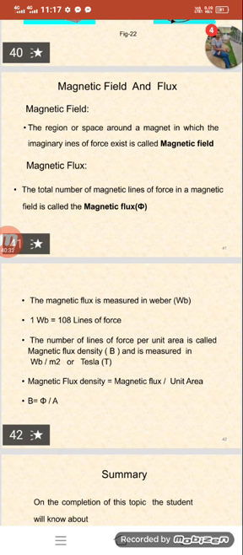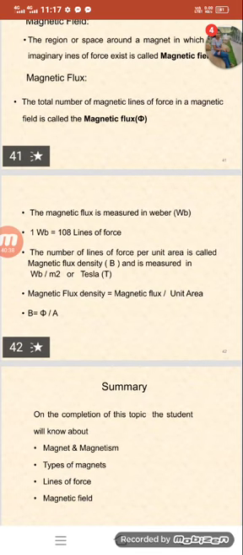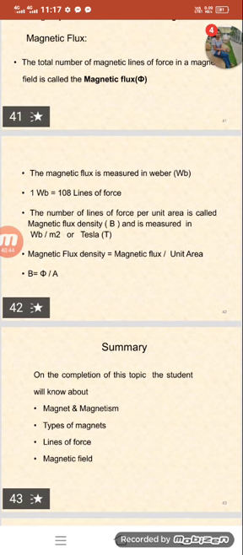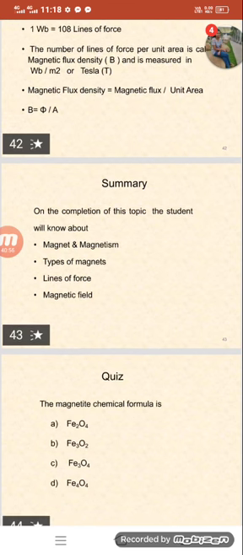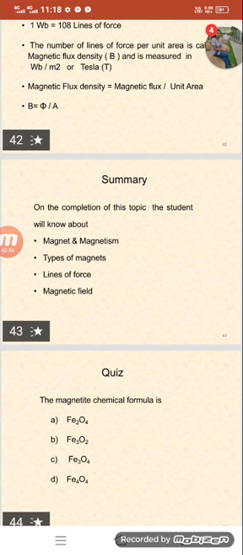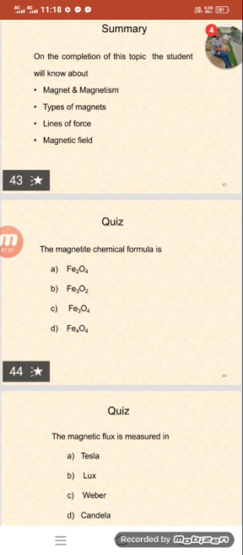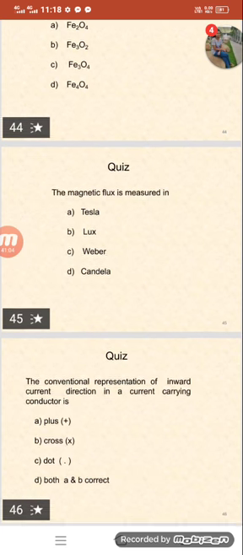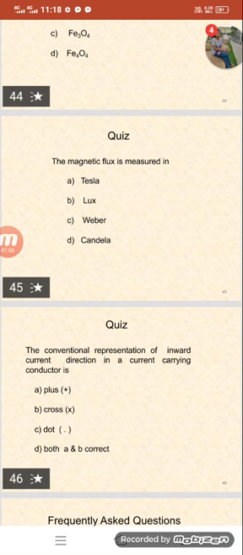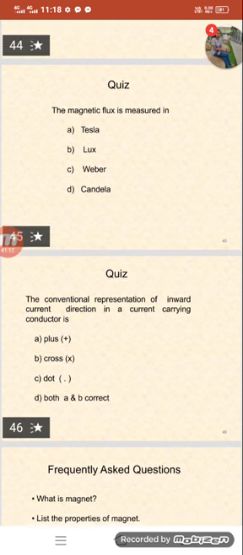So this is what you understood about this topic of magnetism, the magnetic effect of electric current. Summary of this topic: on completion, the student will be able to know magnetism, what the types of magnets are, what the meaning of lines of force is, what the direction of the lines of force for a current carrying conductor is, and the definition of magnetic field. The magnetite chemical formula is Fe3O4. The magnetic flux is measured in Weber. Quiz: the conventional representation of inward current may be plus or cross, and both A and B are correct, so D is the answer.